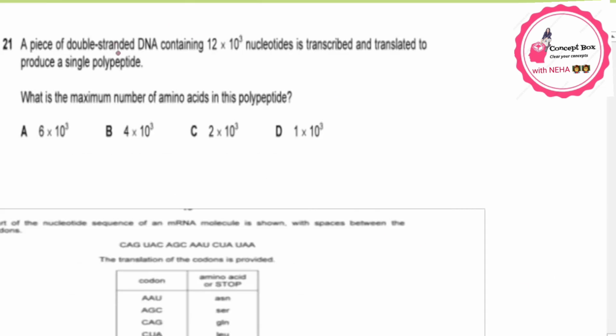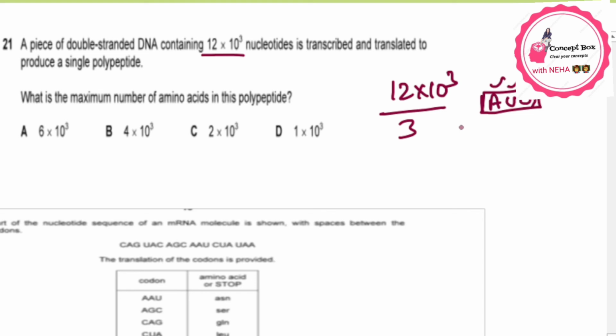Next question is, a piece of double stranded DNA is 12 into 10 raised to power 3 nucleotides, transcribed and translated to produce a single polypeptide. What is the maximum number of amino acids? Just divide it by 3. Why? Because a codon is made up of 3 nitrogen bases. So just divide it by 3 and you will get 4 into 10 raised to power 3. So this is the correct answer.